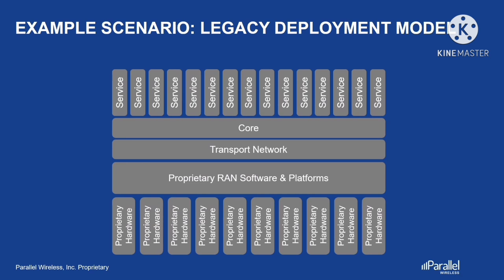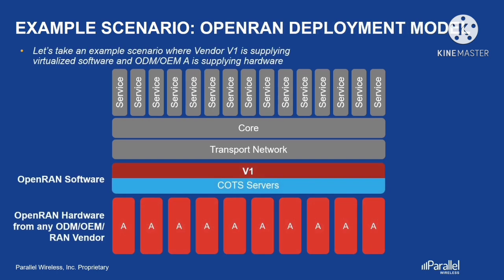A simplified view of a typical network is shown with proprietary hardware, RAN software and platforms, transport network, core, and services. Let's assume that the service provider has deployed Open RAN software from vendor V1 that runs on COTS servers. For the hardware, they are using RRHs from an OEM ODM-A.